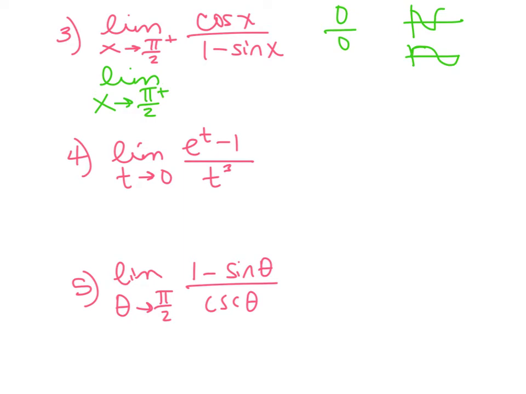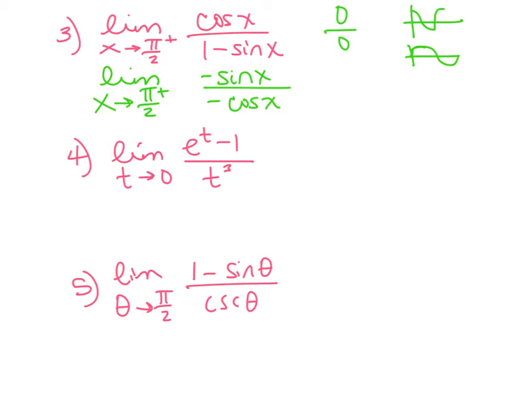The derivative of cosine is negative sine x. And the derivative of 1 minus sine x would just be negative cosine x. At this point, if I plug in pi over 2, the numerator would be negative sine of pi over 2, which is negative 1. But the denominator would still be 0, and that seems to be a problem. So I want to think, is there another way I can approach this?